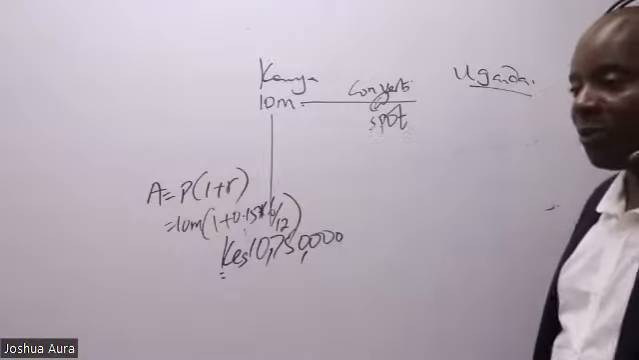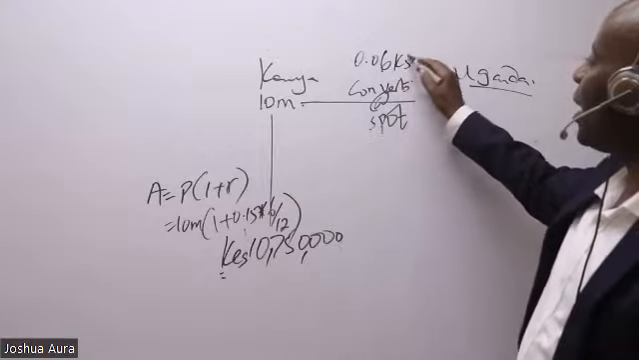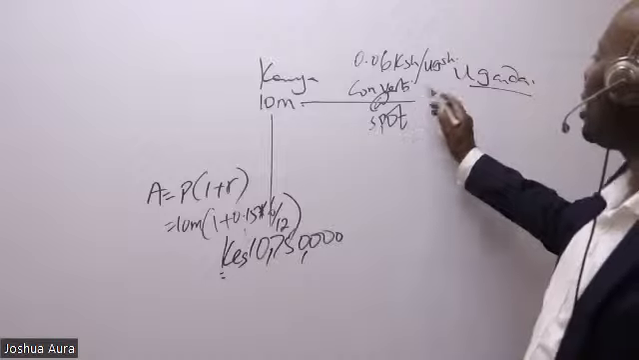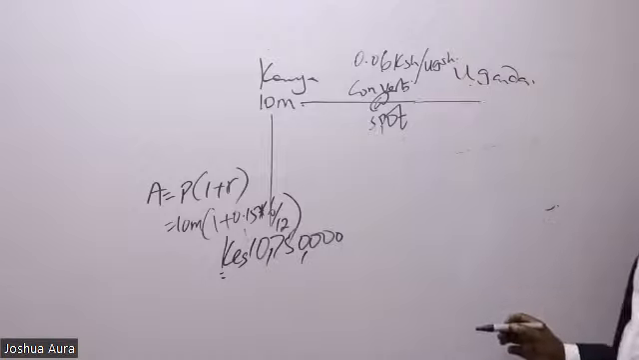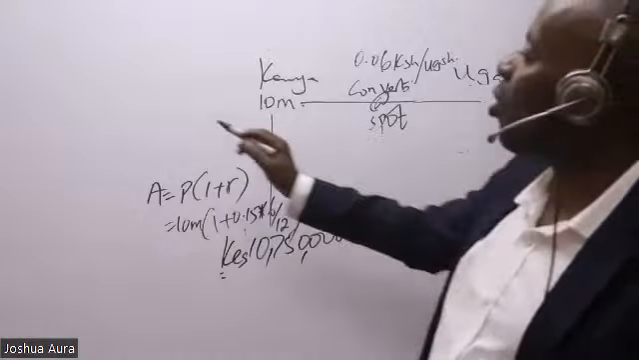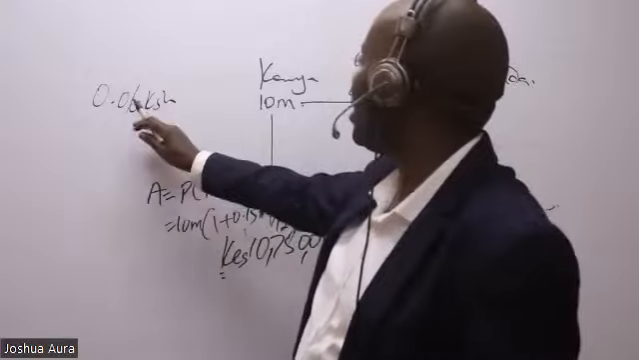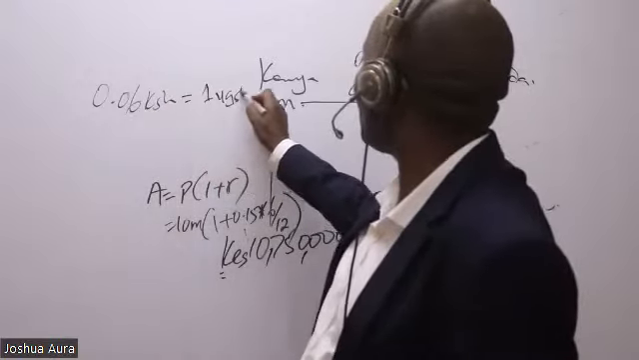Anybody who is able to see the spot rate? Yes. So we have here 0.06 Kenya shillings per Uganda shilling. So could you kindly do the conversion for me? Please convert using your mother tongue. I love my mother tongue so much. My mother tongue says 0.06 Kenya shillings equals 1 Uganda shilling.